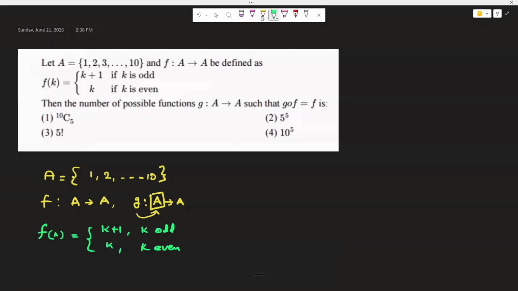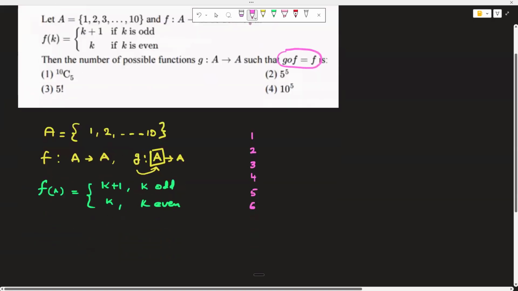Let us try to draw a diagram which will indicate the function f, and later on we will draw a diagram for g also. Okay, and one restriction is also mentioned here. This is a restriction. We must satisfy that. Along with that, we have to solve the question. So total elements for set A are 10.